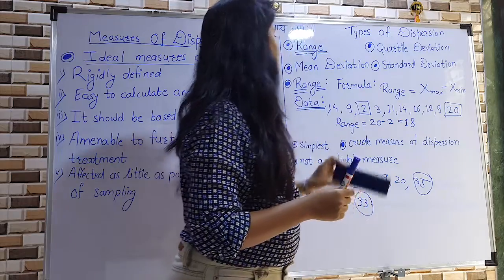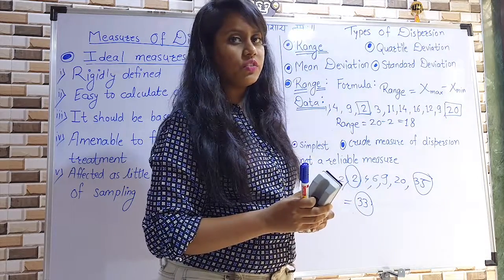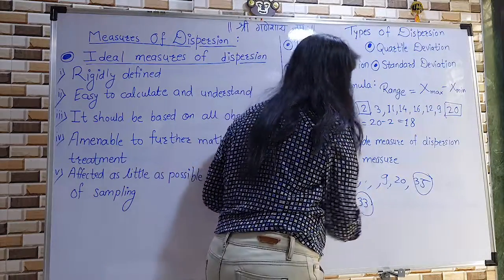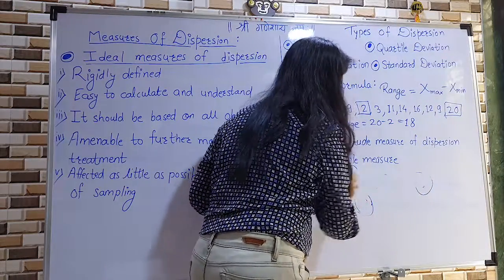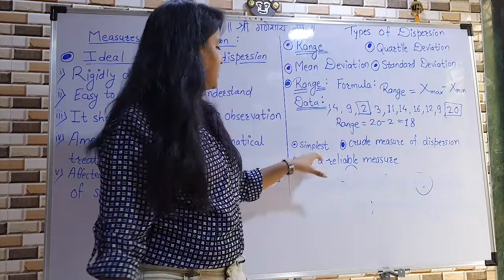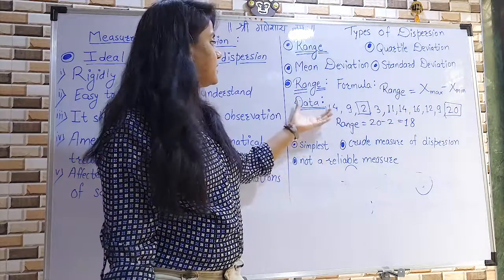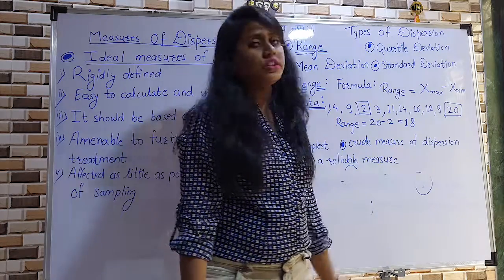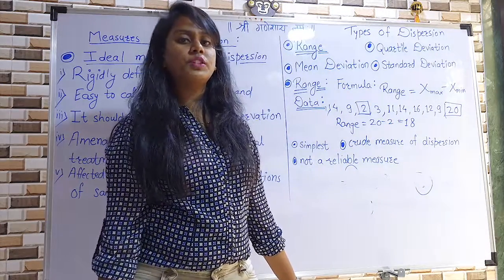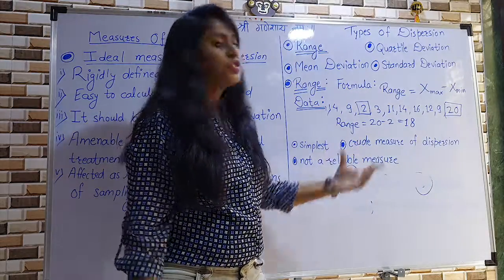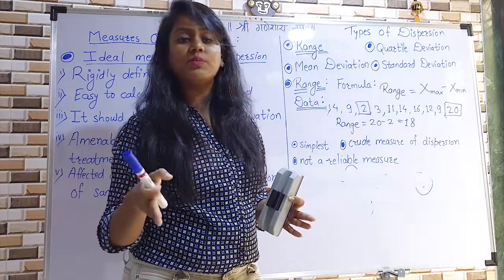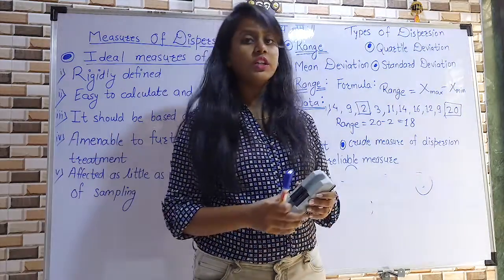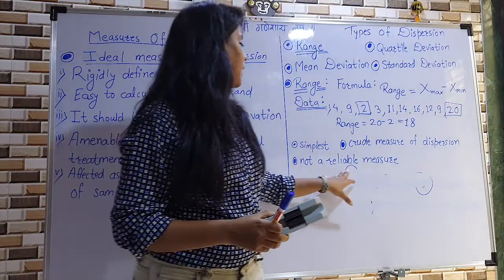Okay, and therefore it is not a suitable measure of dispersion, or we can say not an ideal measure of dispersion. Now here a few points are given that we should discuss. It is simplest. Yes, it is easy to understand. It is simple to calculate. It is a crude measure of dispersion. Crude measure of dispersion means what? It is just based on the extreme values. One is the smallest and one is the largest, and therefore it is said to be a crude measure of dispersion and not a reliable measure.